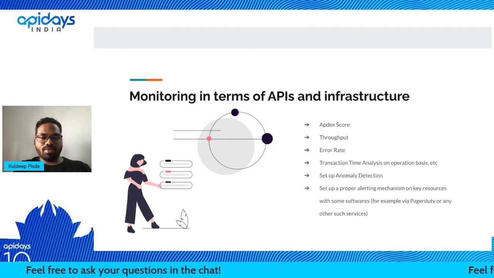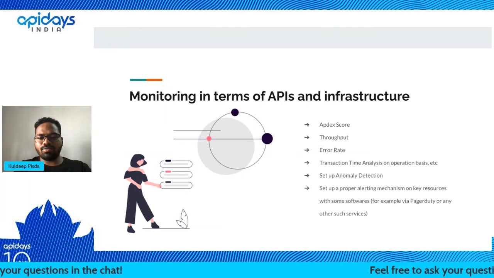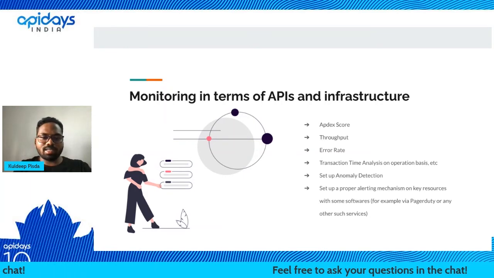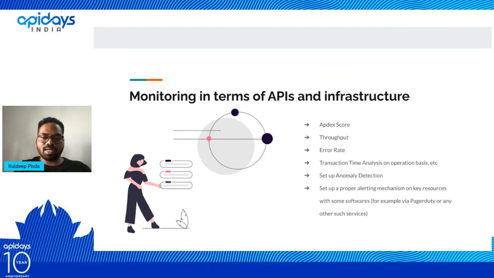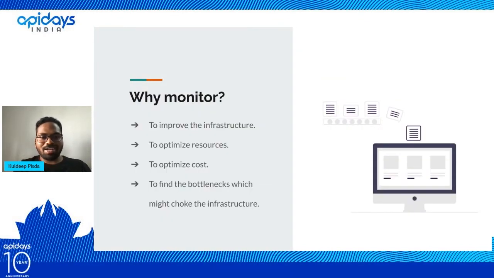So when we talk about monitoring in APIs and infrastructure, I mainly see these as the key points on which we should definitely put monitoring and alerts. Likewise, why should we monitor, right? As I said earlier, to improve the infrastructure, to optimize the resources, to optimize the costs as well. We cannot have 50% of our revenue going into maintaining the infrastructure. If we can optimize it, why not? It will eventually help us in increasing our revenue, right?